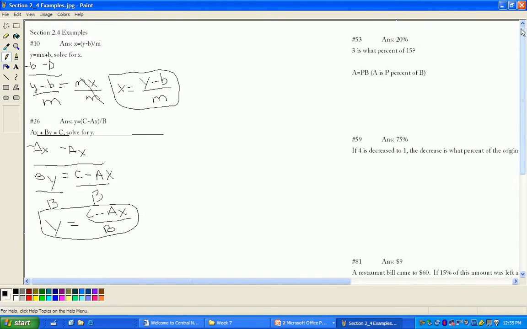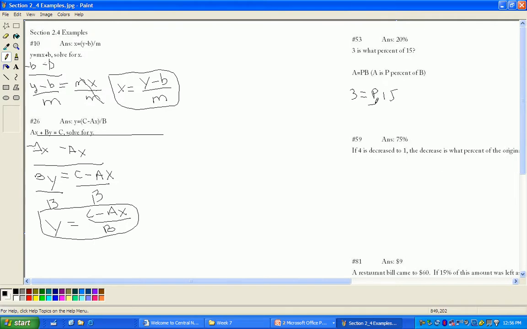Let's go and go up. Number 53 is the next one we're going to do. This one's more of the word problem. We have to use that equation: A is b percent of p. So 3 is what percent of 15? So here they give us our part and our base. They're asking us to find the percent. So the part is going to be 3 is equal to our percent, which we don't know yet, of 15.